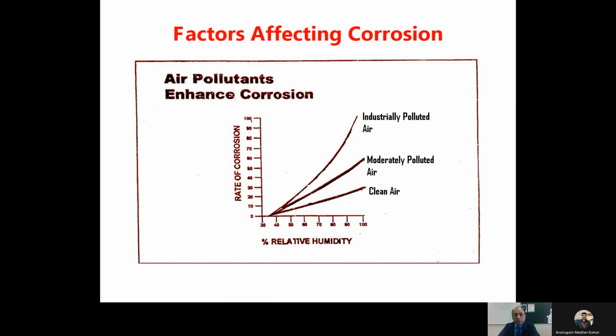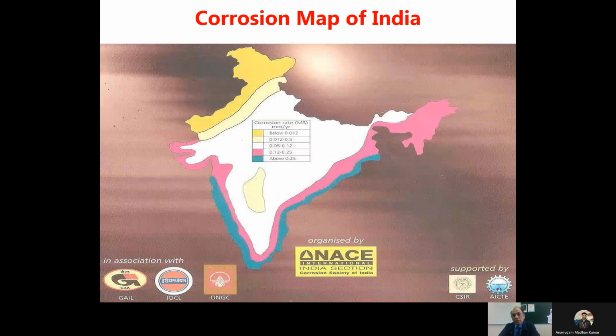Another factor that causes corrosion is that in a polluted environment, the corrosion of metal is high as compared to clean air. This is a very important map, the corrosion map of India. This shows the corrosivity in different regions of the country. You see the corrosion rate is high at these coastal areas, the blue and pink areas, and in this area, what we call the yellow area, the corrosion rate is less. The importance of this corrosion map is that it helps us in selecting the material of construction.